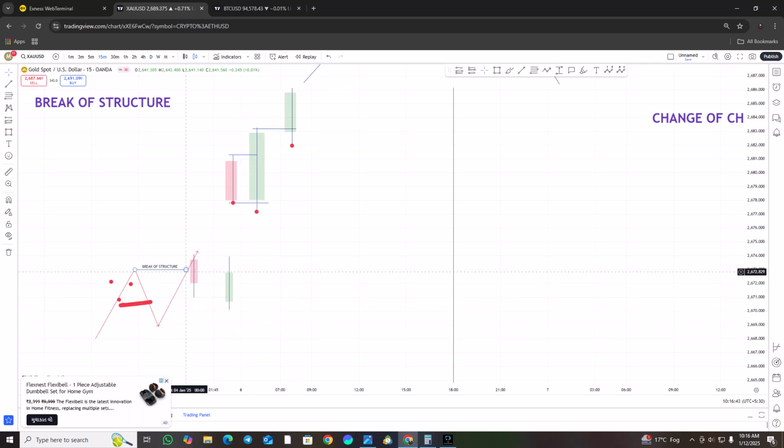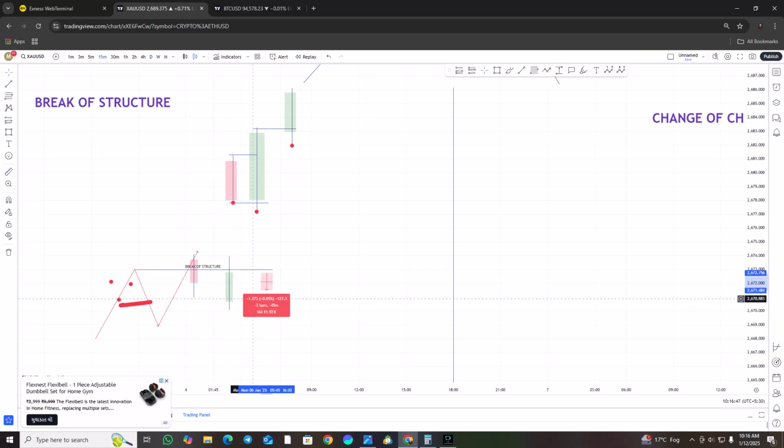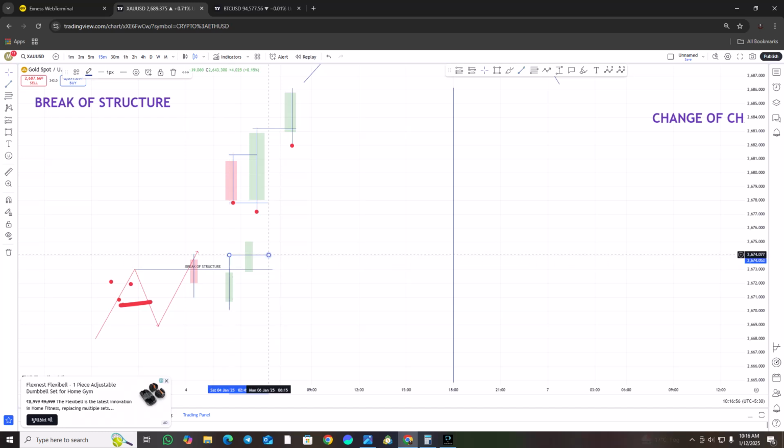Okay, so you can clearly see that up to this point we don't have a body close, we have a wick over here, right? What should happen is the next candle which is forming must close above this wick to confirm the break of structure. Only the body, not the wick. A wick will never be considered in the break of structure concept. Only the body close of the candle is considered in the break of structure concept.